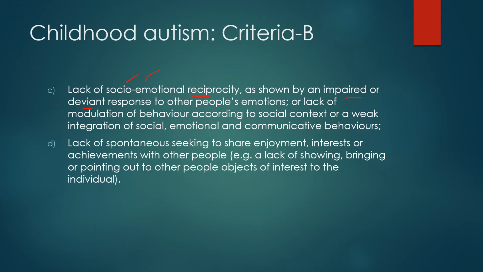They have difficulty in understanding the emotions of other people, or what they're trying to say. They don't understand why this person is laughing, why this person is happy, or why this person is angry. They have difficulty in understanding the emotions of the other person, or show a lack of modulation of behavior according to social context, or a weak integration of social, emotional, and communicative behavior.